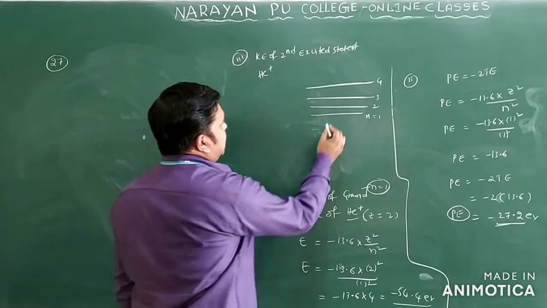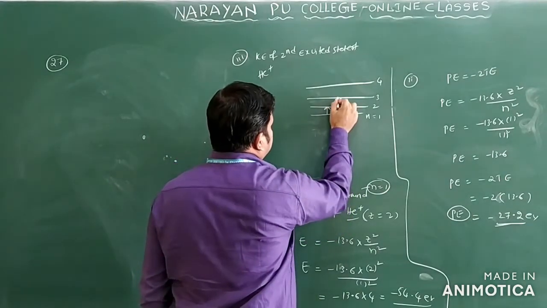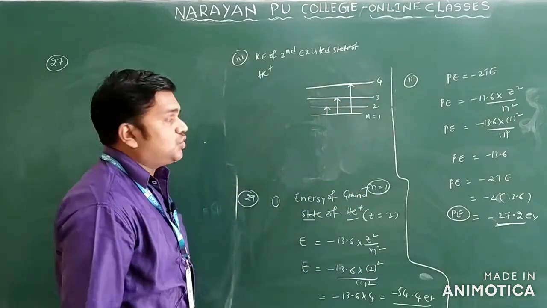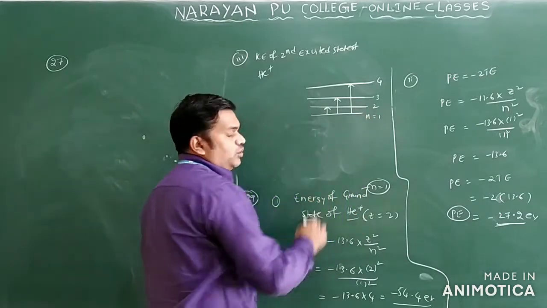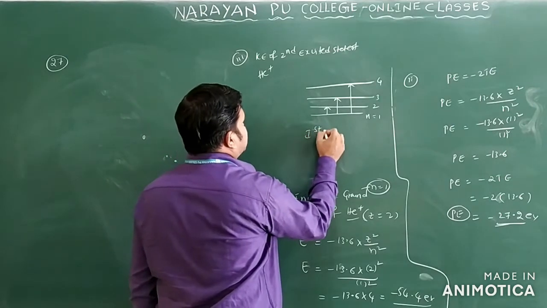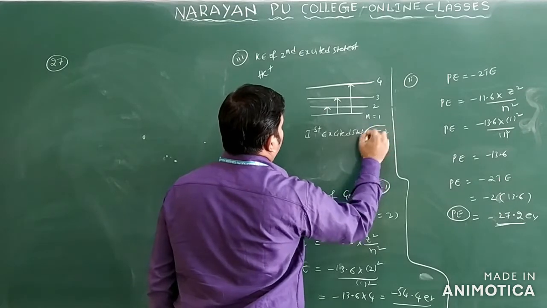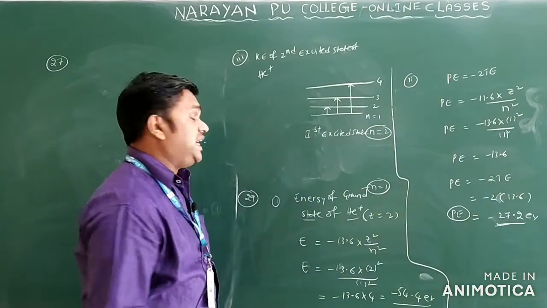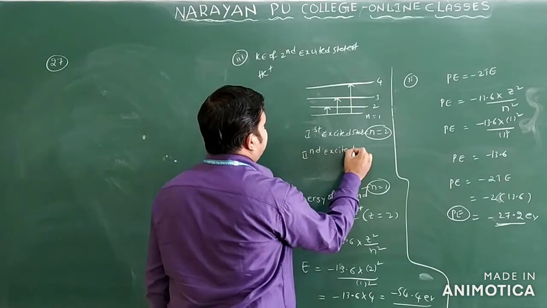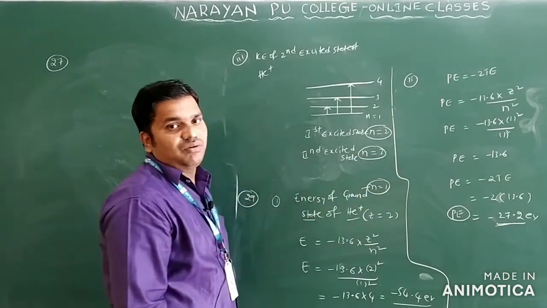Clear? Now we see electron jump from first orbit to the second orbit, first orbit to the third orbit, first orbit to the fourth orbit. So if the electron jumps from n is equal to 1 to n is equal to 2, that is the first excited state, n is equal to 2. But they are asking the second excited state. So this is the second excited state, n is equal to 3. Clear?